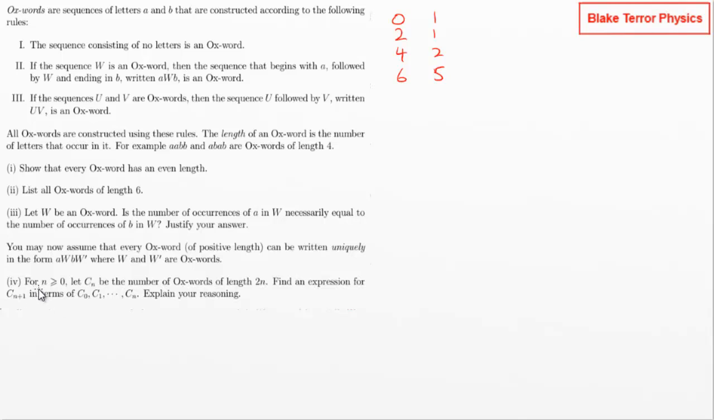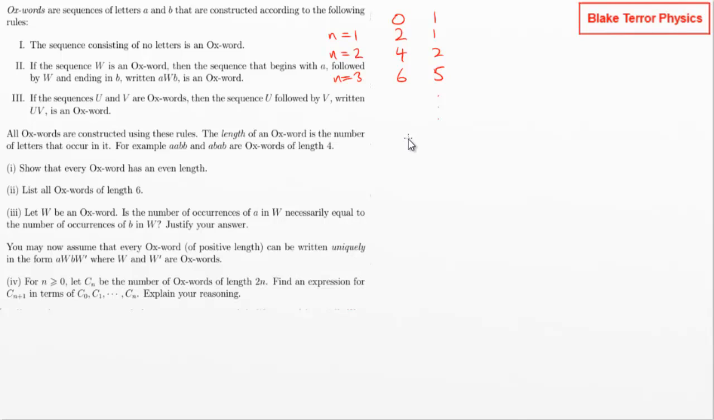And what they're asking is, for n greater than or equal to 0, let Cn be the number of Oxwords of length 2n. Right, okay, so this will be n equals 1, n equals 2, n equals 3. So we've got that going on. And we want to work out what these numbers are. We want to get some kind of pattern here in this 1, 1, 2, 5 onwards sequence to see what we're getting.